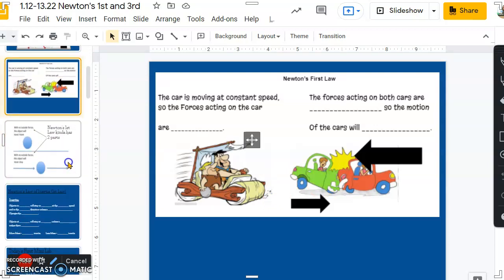So I'm going to post a sheet over the next couple of hours. It'll be posted in the assignments, and it will say absent, and it will say Newton's first and third laws. So you can have this for your notes.